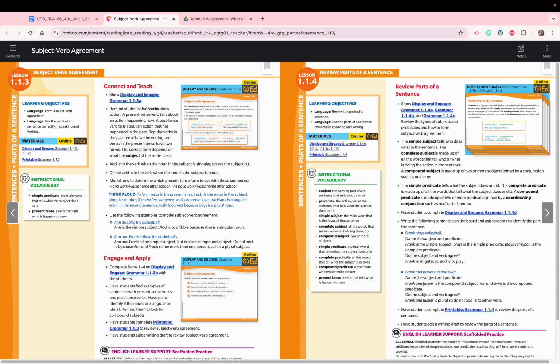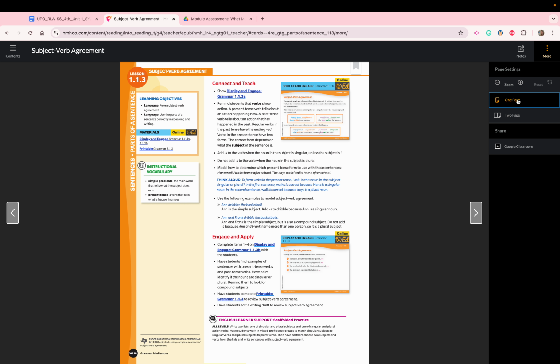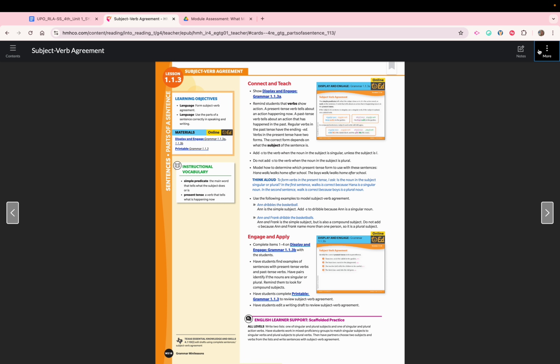And just like we saw with writing, when it opens up in this 2-page spread, but I know that I'm only doing subject-verb agreement, so I only need this 1 page. So I'm going to reduce my anxiety and just close it so that I can only see the 1 page. So this one is on subject-verb agreement. I see that the bulk of the lesson is right here in the center. The learning objectives and materials are on the left-hand side, along with some instructional vocabulary.